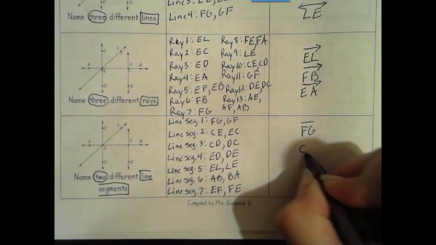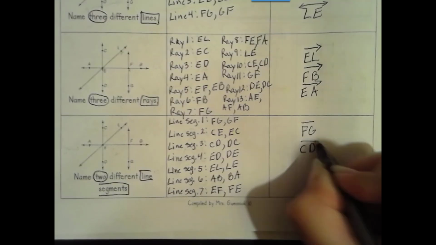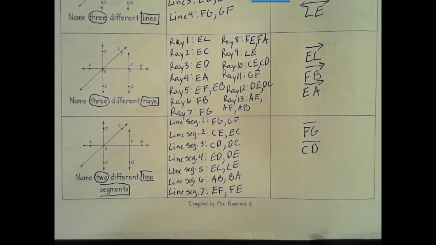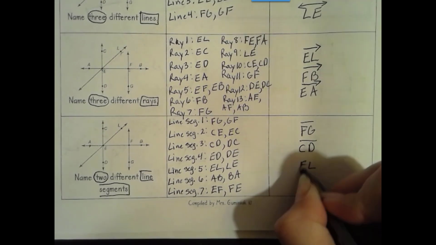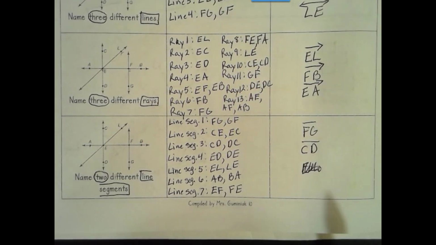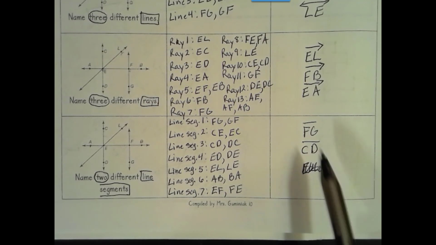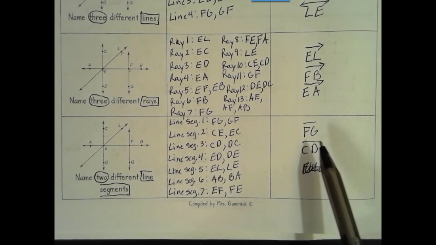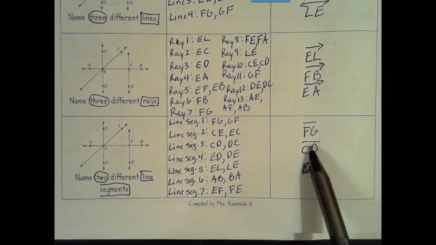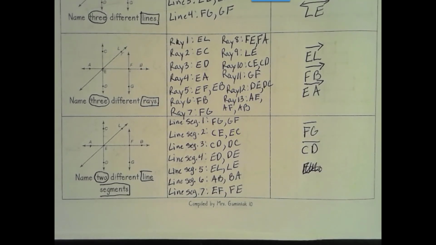I'm going to look at CD and EL. Oh, I only needed 2. So you can erase that. This is the problem with pen. I only needed 2 line segments, but there's lots to choose from. And to know it's a segment, you draw a line on top without arrows, and that shows a line segment.